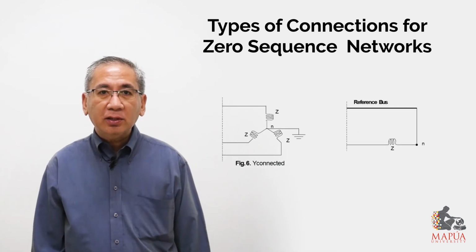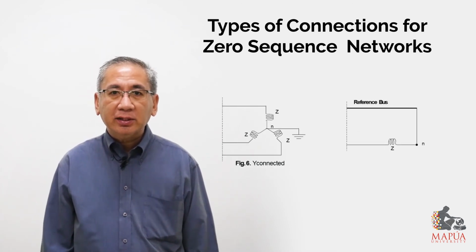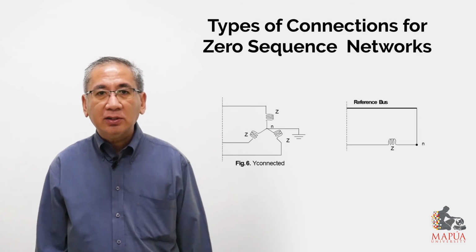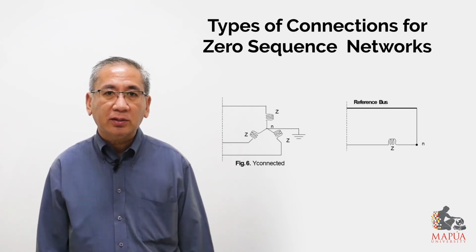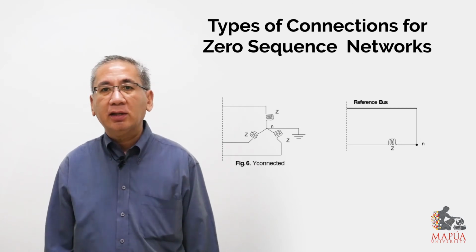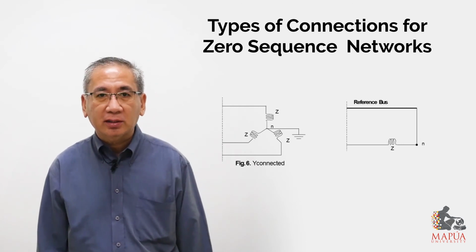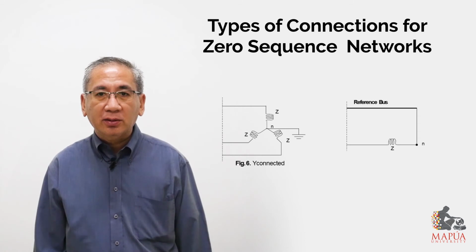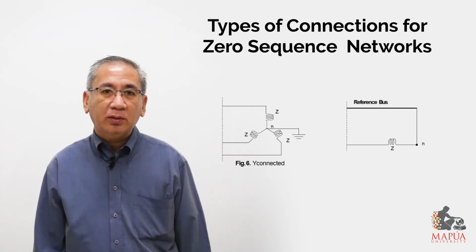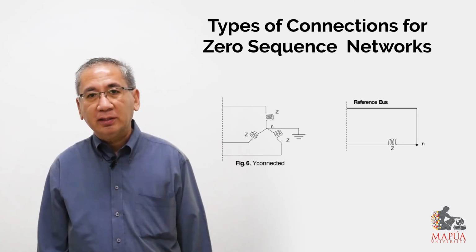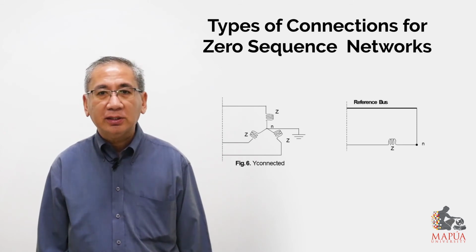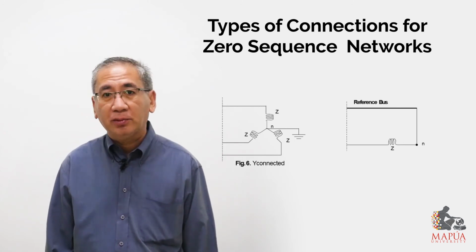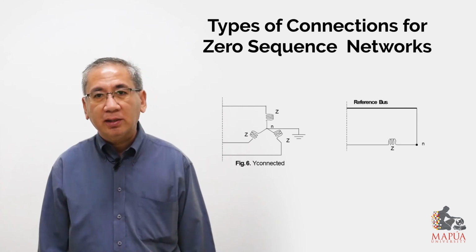Now, if the neutral of a Y connected circuit is solidly grounded, a zero sequence connection is inserted to connect the neutral point and the reference bus of the sequence network. So notice that the neutral point of the transformer is grounded. So we'll now have an equivalent circuit wherein the zero sequence impedance of that transformer is connected to the reference bus.